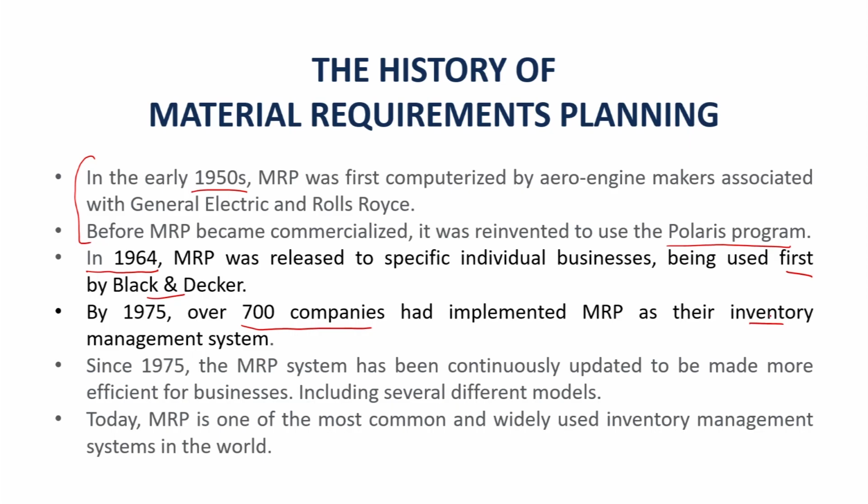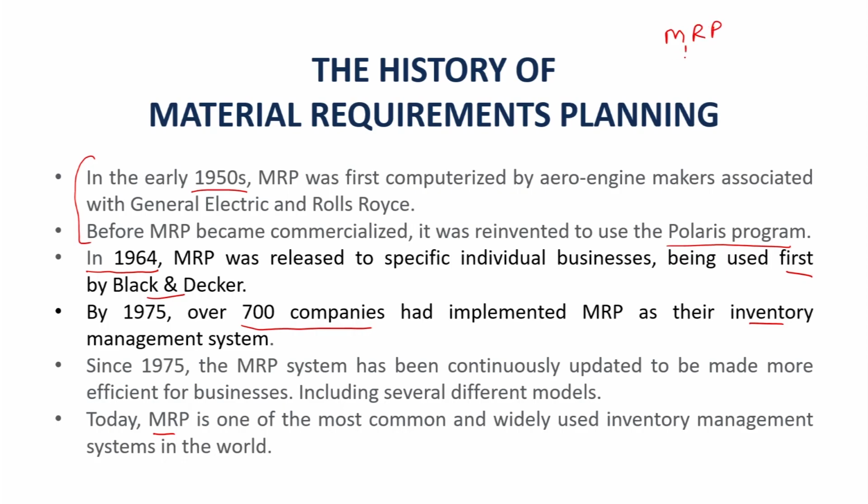In 1975, the MRP system was updated to make it more efficient for businesses, including several different models. Today, MRP is one of the most common and widely used inventory management systems in the world. So, almost every organization uses MRP, and in fact, now we are having advanced versions also, which is coming somewhere in our discussion also.